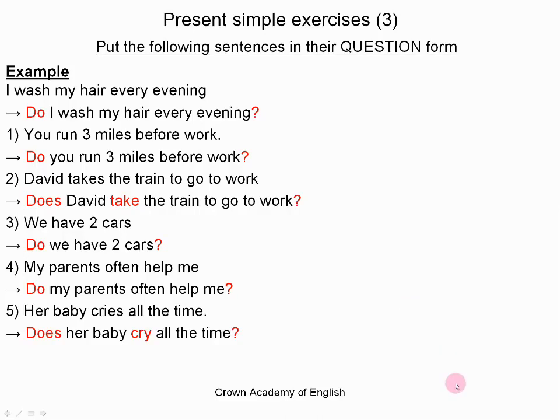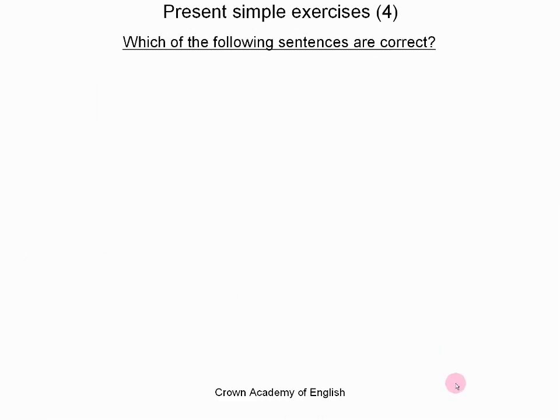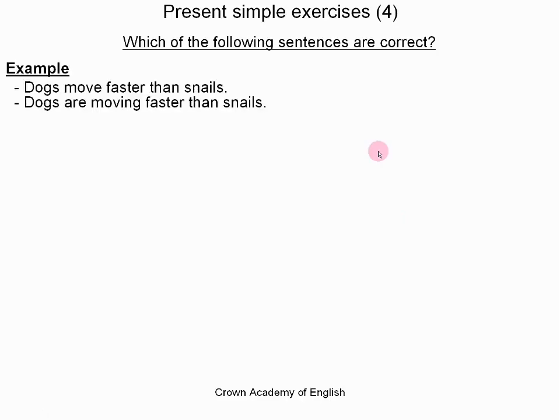And now let's just have the final exercise, which is quite a quick one. I'm going to give you two sets of sentences, and one of them is right and one of them is wrong. You have to tell me which one is right and which one is wrong. For example, the first sentence is, dogs move faster than snails, or dogs are moving faster than snails. Which of those two sentences is correct from a grammatical point of view, and which one is wrong?